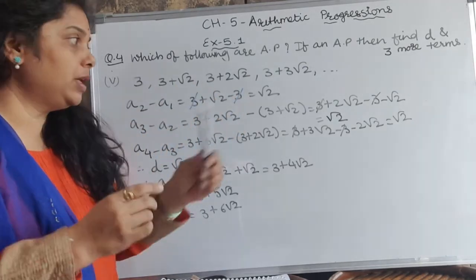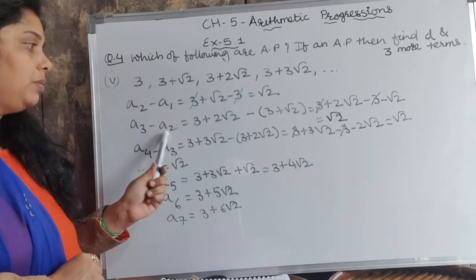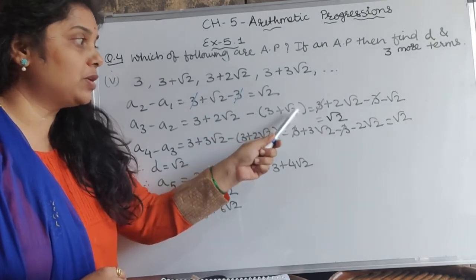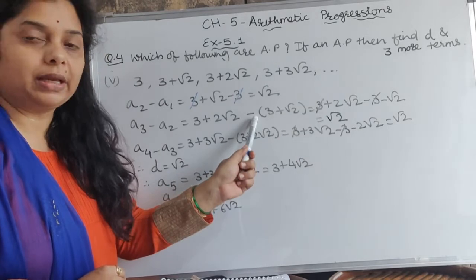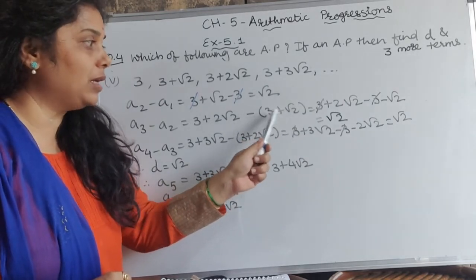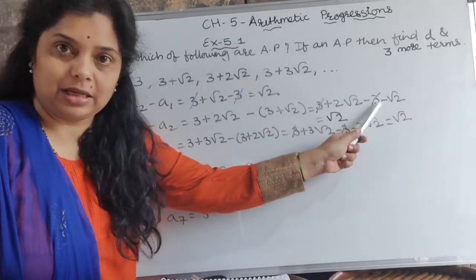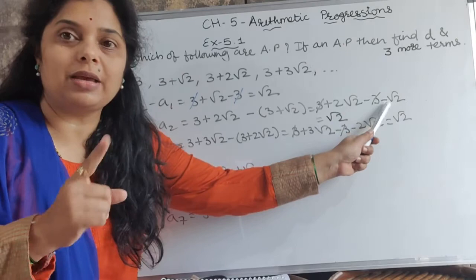Okay. And remaining is root 2. Now A3 minus A2. A3 is 3 plus 2 root 2, minus 3 plus root 2. Now in the next step I open the bracket. So it is minus 3 and minus plus minus root 2. So again plus 3 minus 3 cancel out. 2 times root 2 minus 1 time root 2.